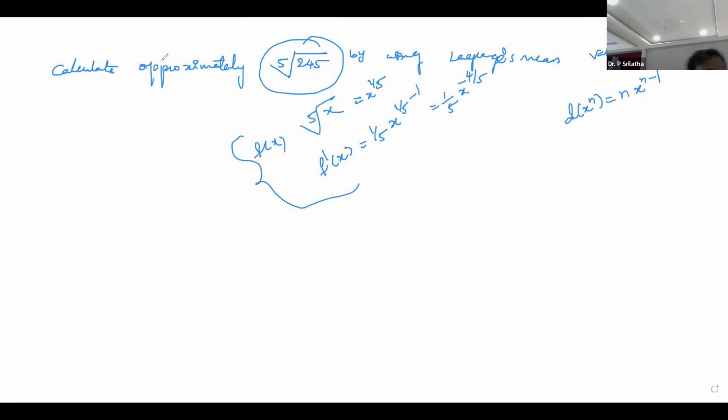Otherwise we'll discuss it in the next class. This is our last problem in Lagrange's mean value theorem. After that, Cauchy's mean value theorem is there, which is our last topic in module 3, first chapter. It will take around 30 minutes for Cauchy's mean value theorem. We'll finish our syllabus on Monday.